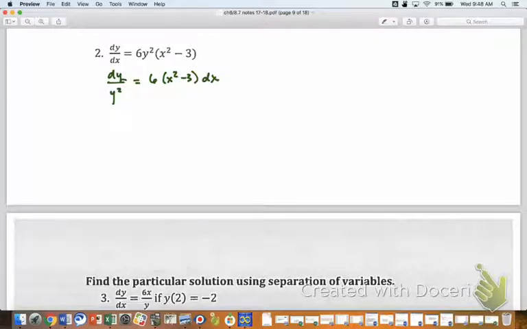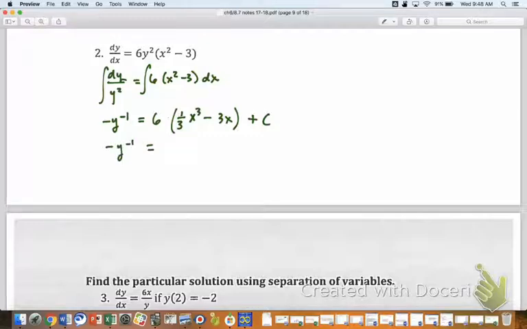All right, so then we do an antiderivative of both sides. Over here I get negative y to the negative 1 equals 6 times 1/3 x cubed minus 3x plus c. The 6 is already over there. I could have just left it in there, I suppose. Could you put it in before you do it? Sure, I could have distributed it. Yep, maybe that would have been a better move.